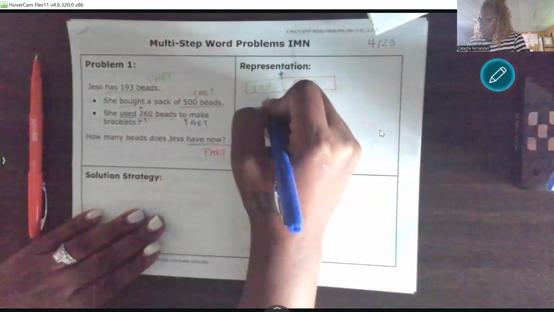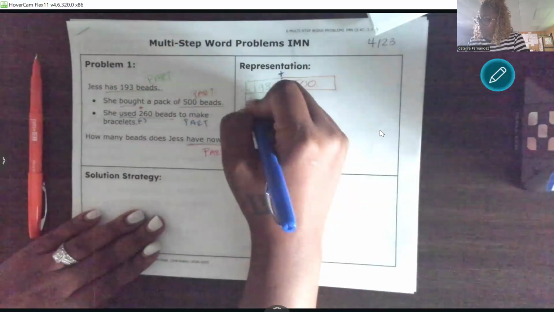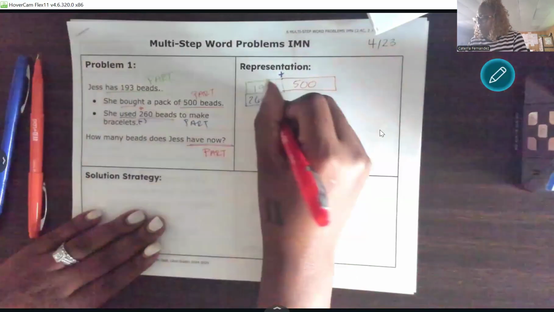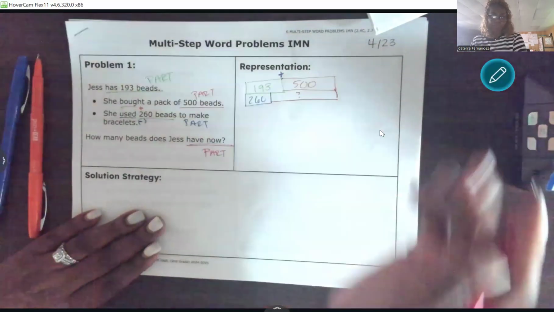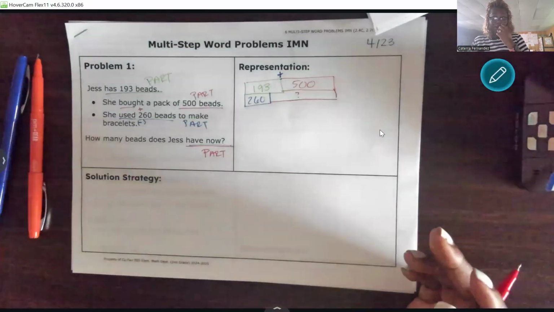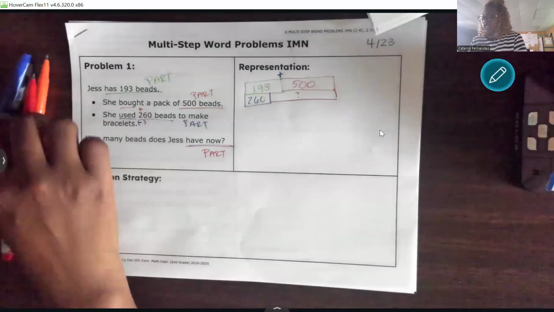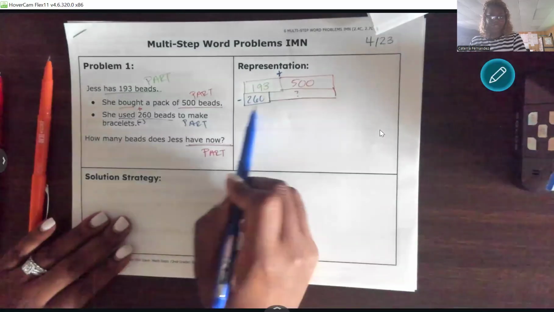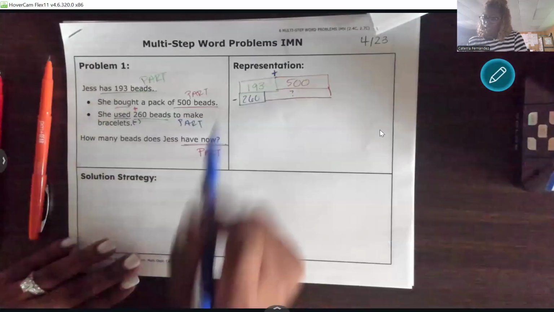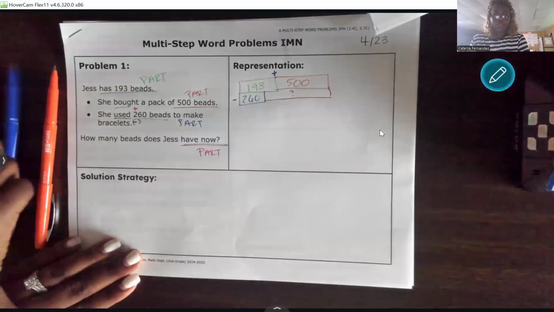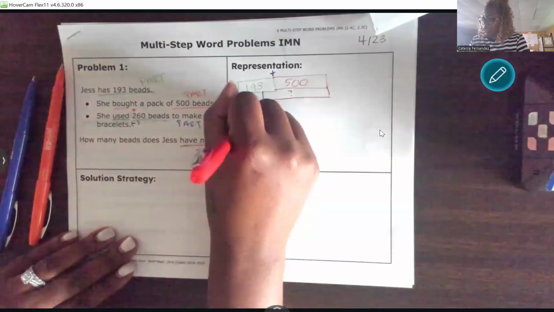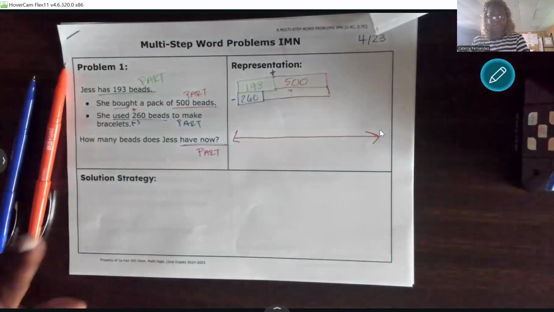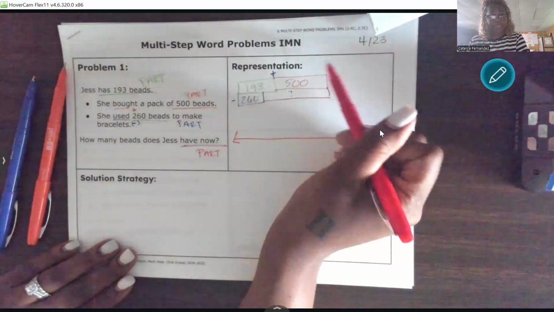Jess then used 260 of her beads. And then Jess is going to be left with X amount of beads we don't know. So that is an example of how the strip diagram should look if there's addition and subtraction. And I do tell them to go ahead and put a subtraction sign right next to that 260, whatever they're subtracting. After that, they can go ahead and do a line representation. This is just another way to represent their problem. Oh, and don't forget to make sure that they have their number sentence at the top.